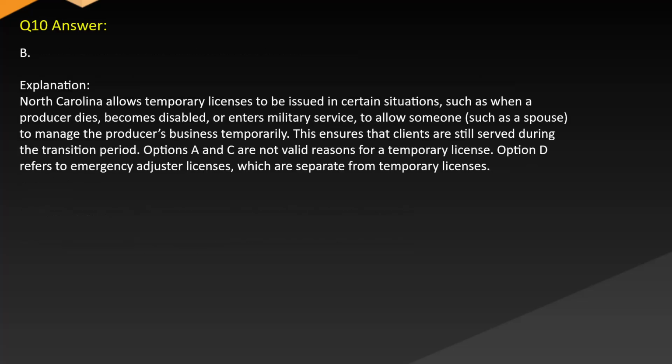Answer B. Explanation. North Carolina allows temporary licenses to be issued in certain situations, such as when a producer dies, becomes disabled, or enters military service, to allow someone such as a spouse to manage the producer's business temporarily. This ensures that clients are still served during the transition period. Options A and C are not valid reasons for a temporary license. Option D refers to emergency adjuster licenses, which are separate from temporary licenses.